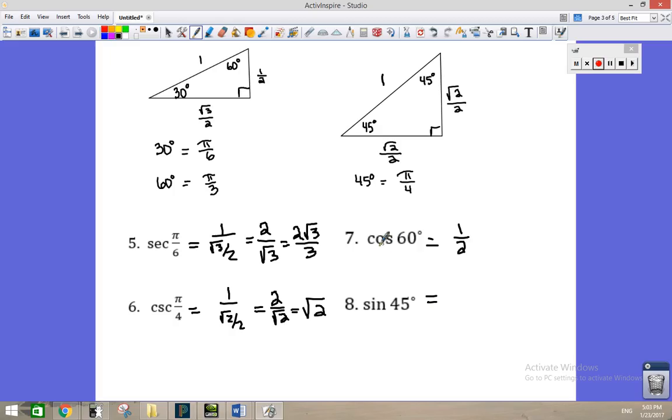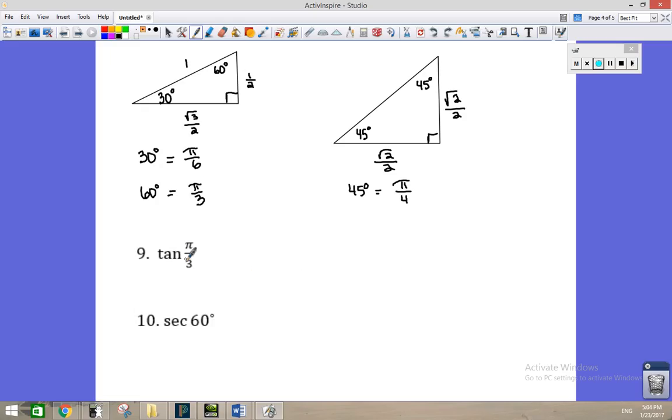It's going to be the same as the sine of 30 because sine and cosine are cofunctions, and 60 and 30 are complementary. The sine of 45 degrees is the opposite leg over the hypotenuse. That's square root 2 over 2. Whether you go opposite here over hypotenuse or opposite there, it's both 45 degree angles.